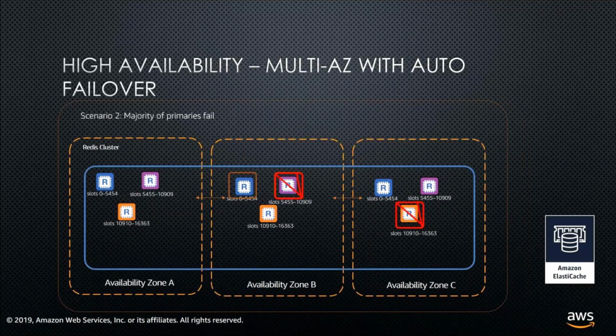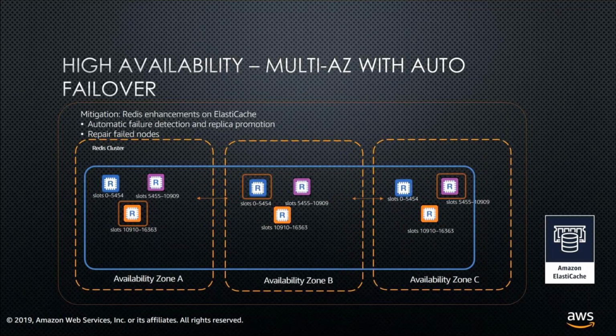What happens when the majority of primary nodes fail, or when a primary with some replicas fail? Well, the recovery process is the same as before. The primary fails over to the read replica with the least replication lag, and a replacement read replica is created and provisioned in the same availability zone as the failed primaries or replicas.